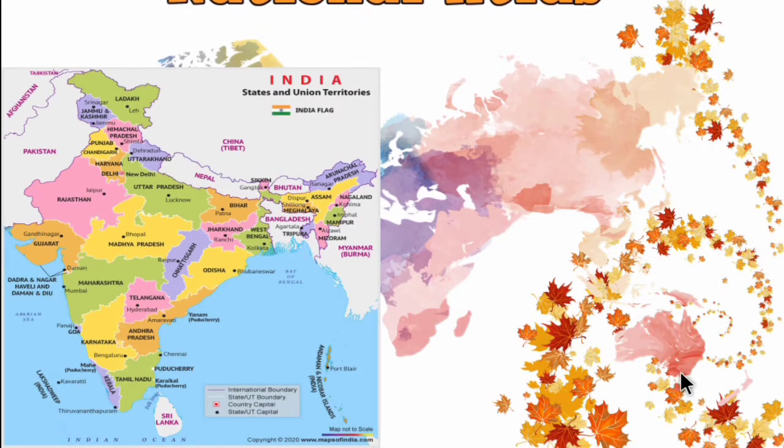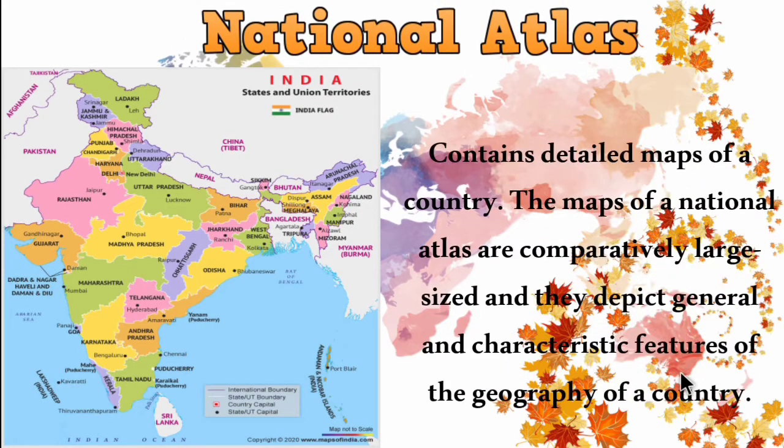And the next type is national atlas. National atlas contains detailed maps of a country. The maps of a national atlas are comparatively large sized and they depict general and characteristic features of the geography of a country. So National Atlas provides the map of a nation or a country, and it also depicts the geographic features. It means it depicts the physical features like the mountains, valleys, plains, rivers, water bodies. So National Atlas provides details about the nation or a country's physical features.